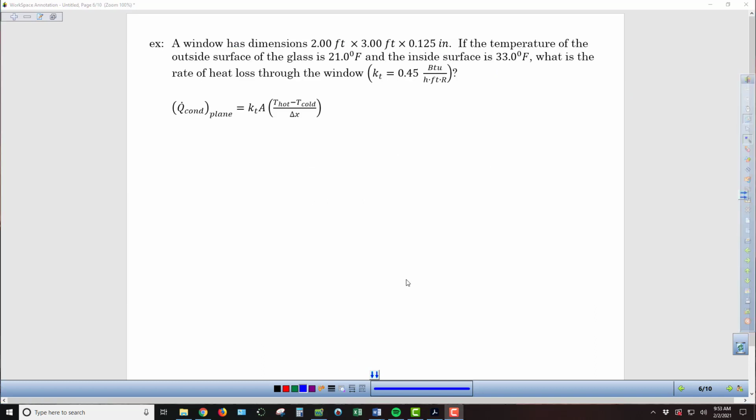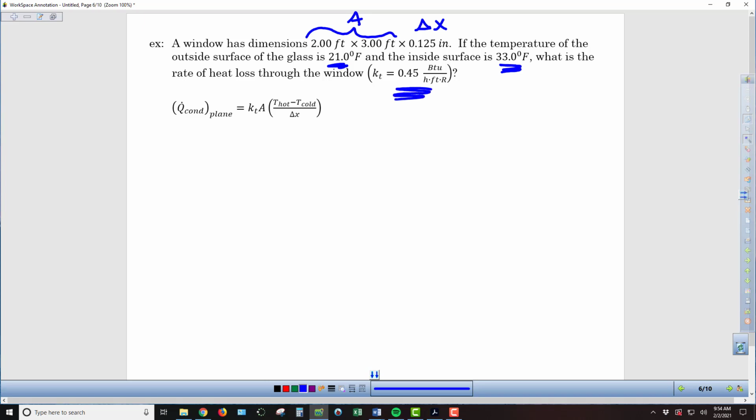So in the situation we have here, we have a window that is a 2 foot by 3 foot pane. So that's going to give us the area. And then it has a thickness of 1/8 of an inch. So that's going to be our delta X in our equation. So we're told that the outside surface is this 21 degrees, the inside surface is 33 degrees. So we want to know what's the rate of heat loss through this window given this thermal conductivity constant.